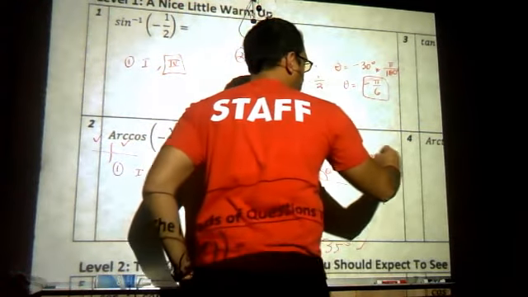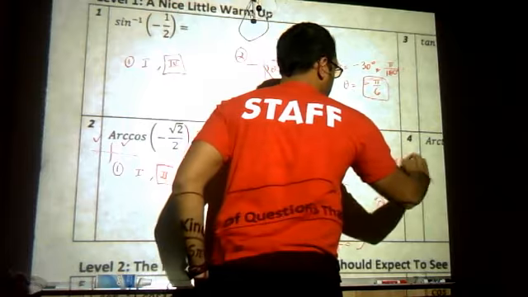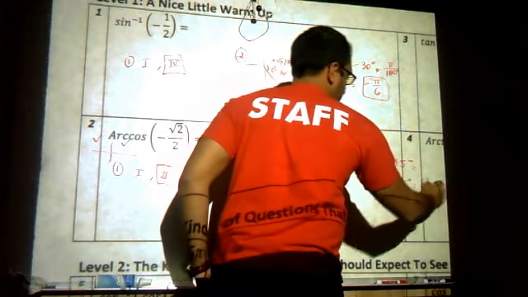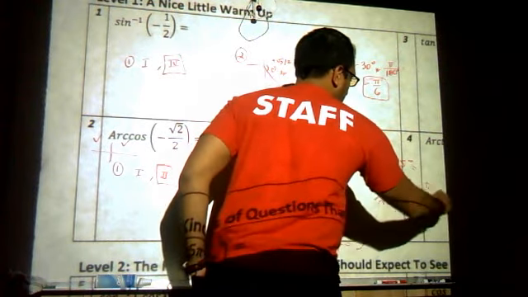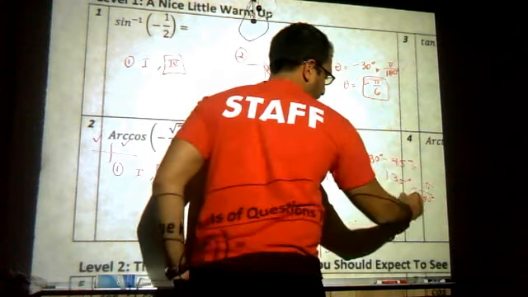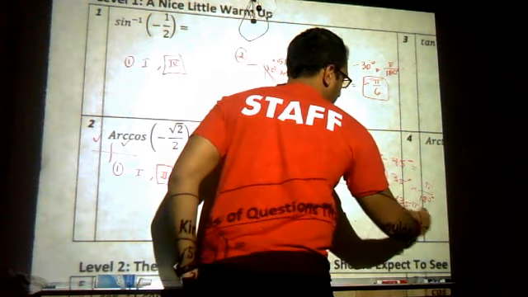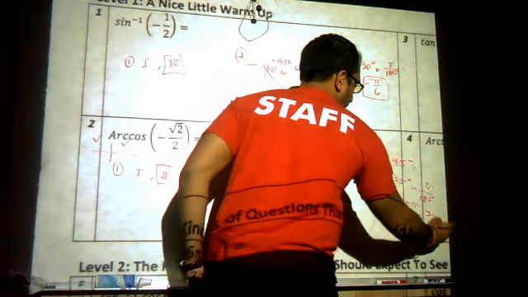So 180 degrees minus 45 degrees gives me 135 degrees, which is equal to, when I multiply it by pi divided by 180 degrees, 135 pi over 180, which gives me 3 pi over 4. So my answer is 3 pi over 4.